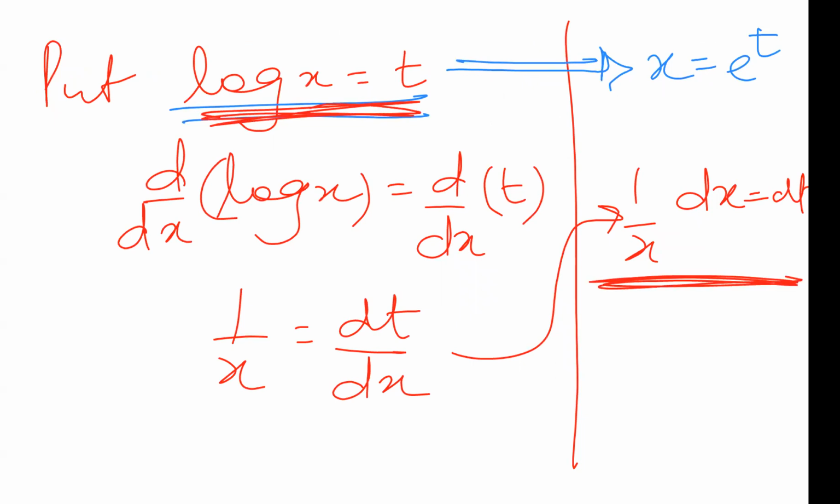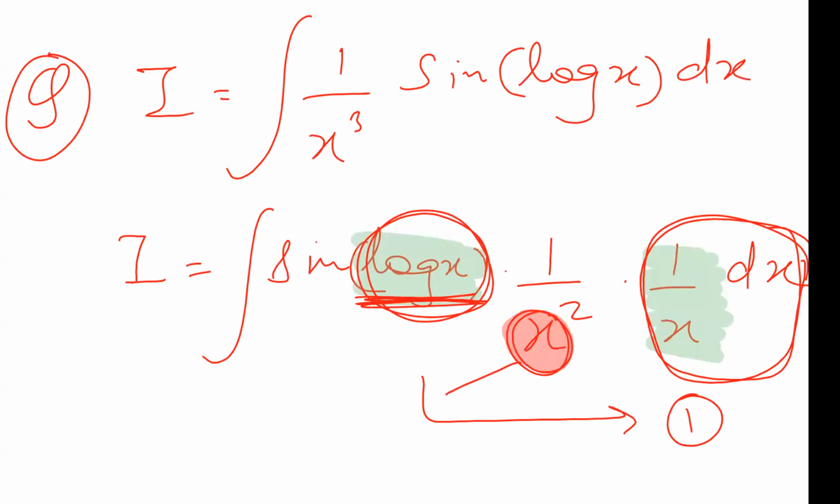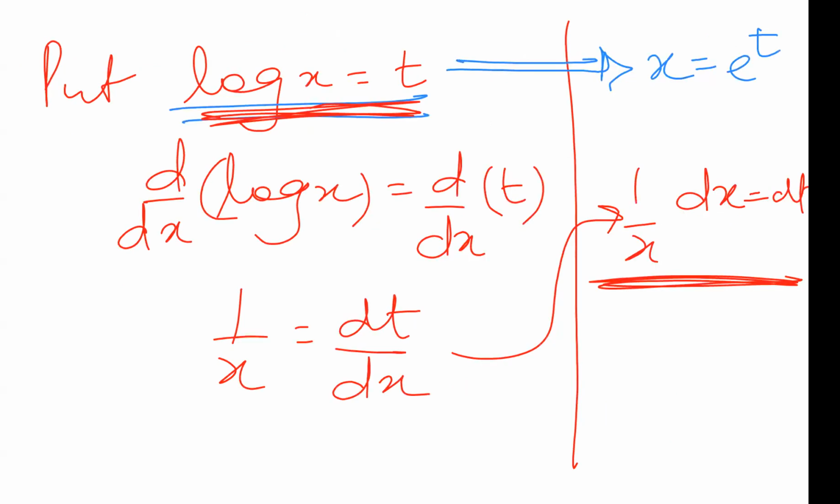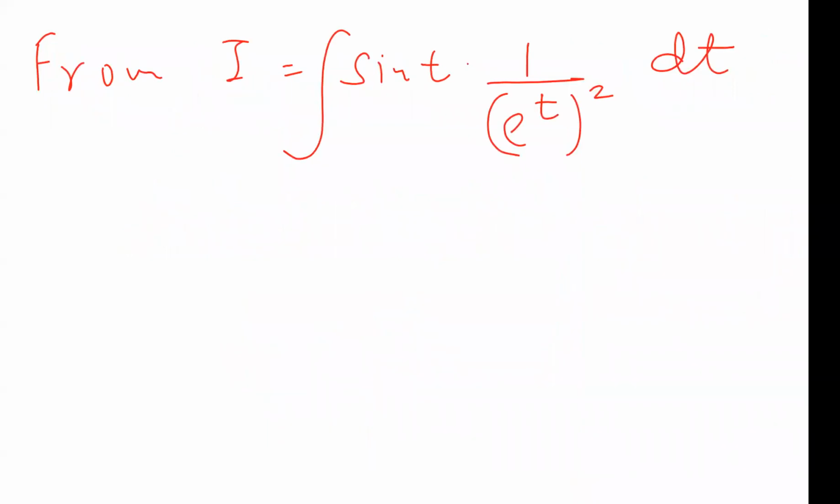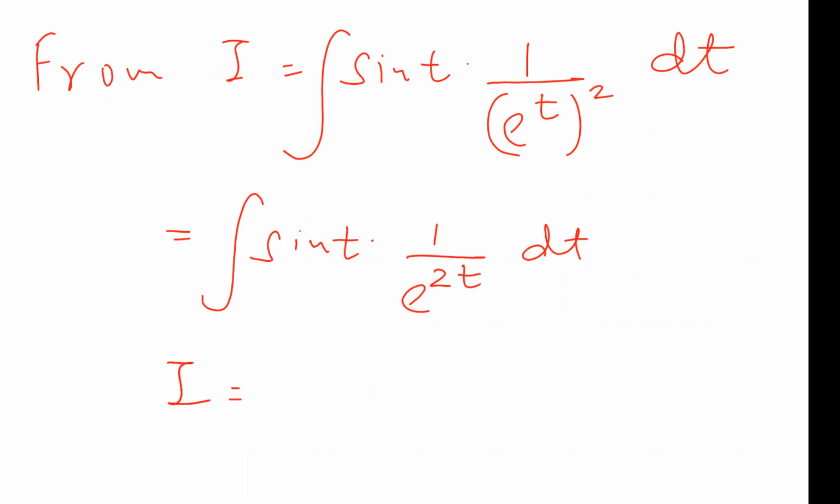But then what about this x? This x will be e raised to t. It is as per the logarithmic property. If log x is equal to t, x is equal to e raised to t. Because when t comes into picture, x should not be there. So this can be written as sine t 1 upon e raised to 2t. Then by laws of indices, this is sine t e raised to minus 2t dt.